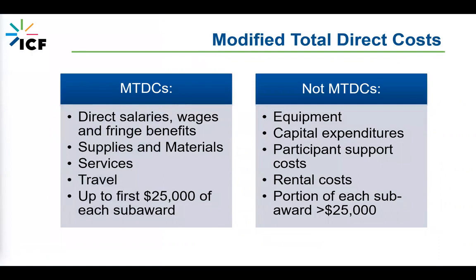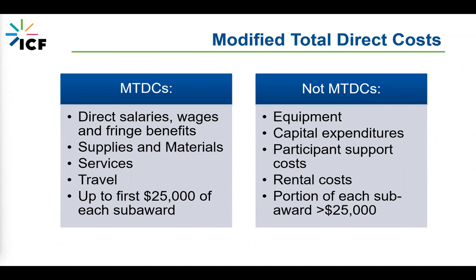So here we break out the definition of MTDCs more clearly. On the left, we have what MTDCs are. So what is included as an MTDC? Direct salaries and wages and applicable fringe benefits are considered a modified total direct cost, and that is subject to that 10% plus up, or whichever indirect cost rate you're using. Materials and supplies are also MTDCs, as are services such as consulting contracts, travel, and up to $25,000 of each subaward.